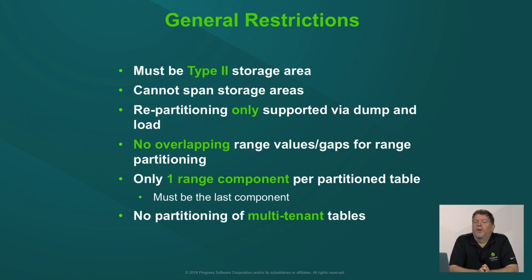You can't have overlapping range values or gaps in your range partitions. Because if you've missed something, what happens if that data now goes in there? It's going to cause errors. You're only allowed one range component per table that's partitioned, and it has to be the last component, right? We want equality matches as much as possible up first, and then a range last. If you have multi-tenancy on a table, you can't table partition it. It's one or the other, not both.